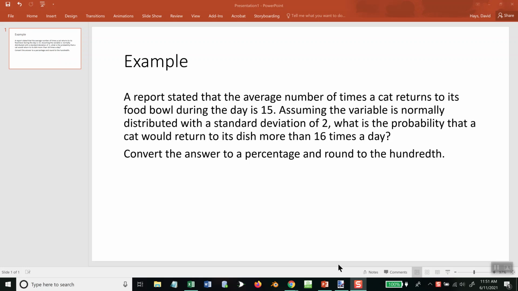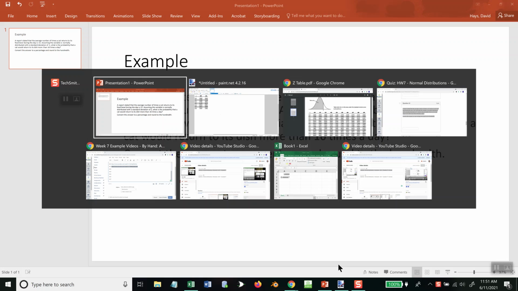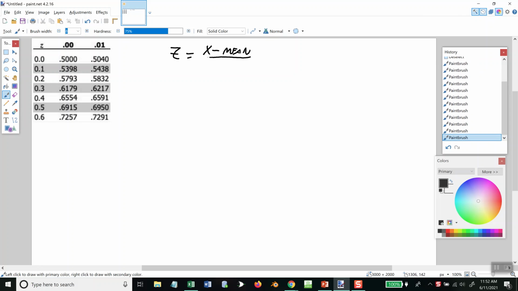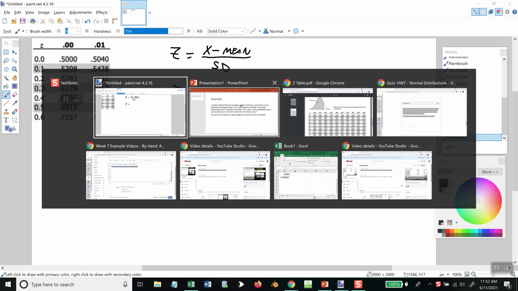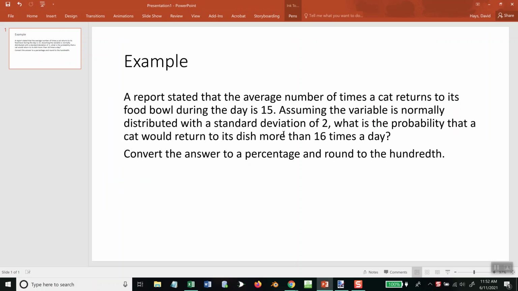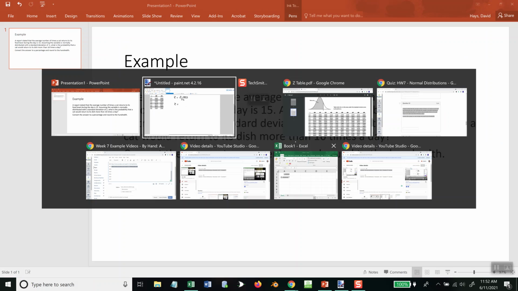Nowhere does it refer to being standard normal. There's no z given, so we have to calculate the z. The z is equal to x minus the mean over the standard deviation. X is going to be the part that goes with your probability or percentage, which is 16.